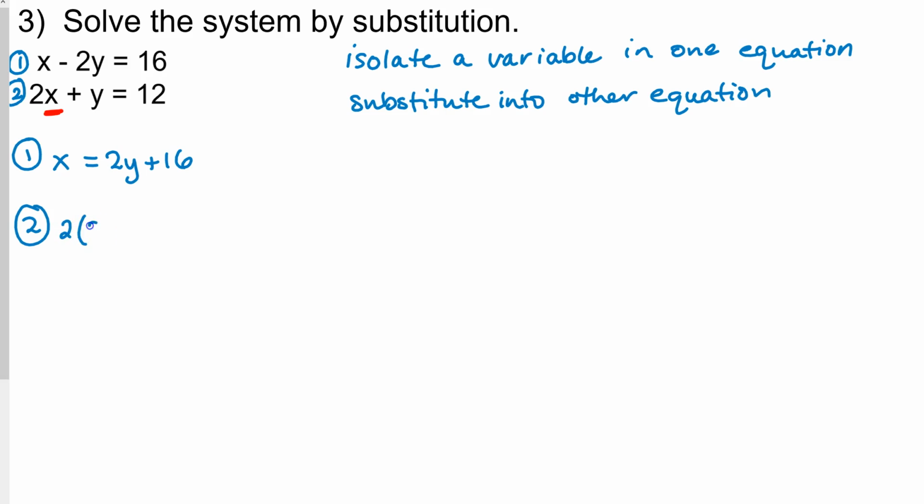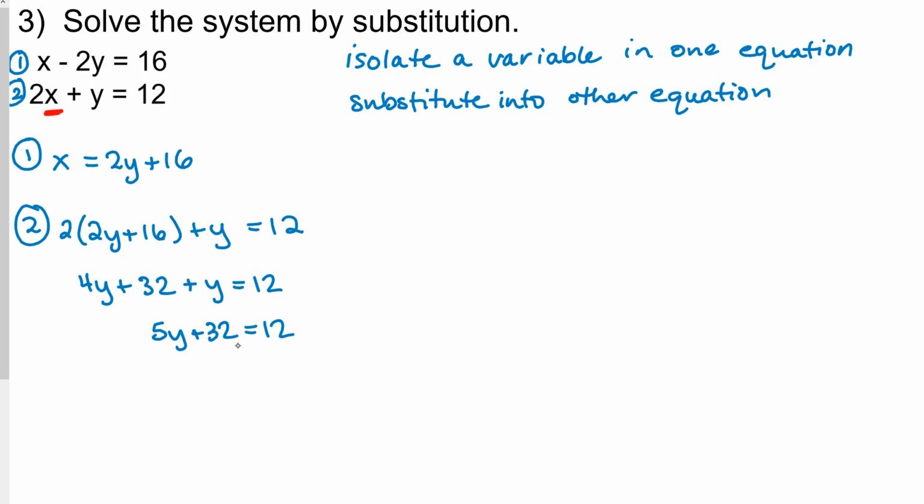So we have 2 times (2y plus 16) plus y equals 12. Because this equation just has y in it, we can go ahead and solve for y. So let's distribute the 2: 4y plus 32 plus y equals 12. Add the like terms: 5y plus 32 equals 12. Subtract 32 from both sides: 5y equals negative 20, and then divide by 5, y is negative 4.